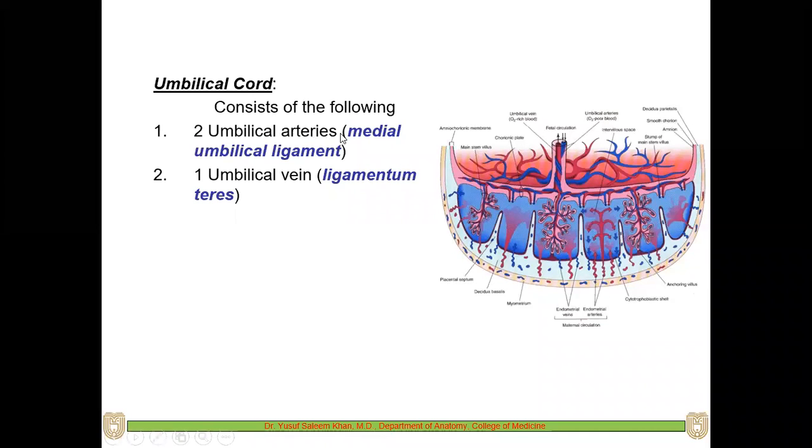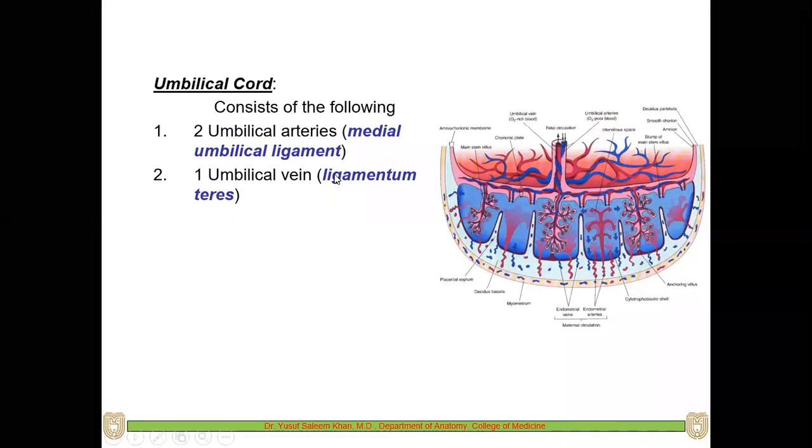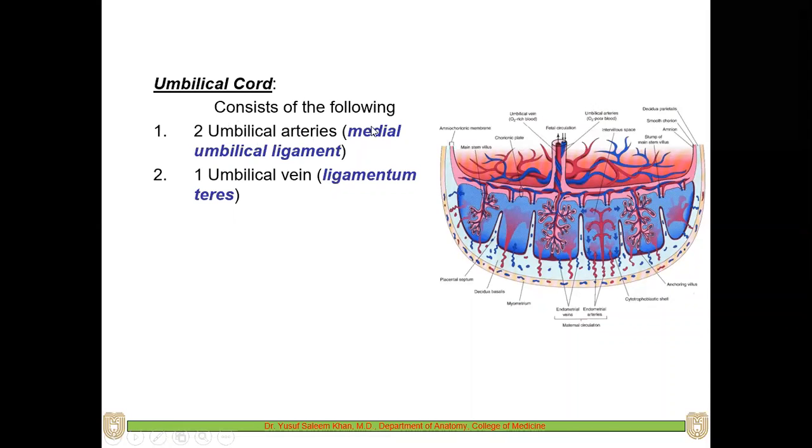So these two umbilical arteries will become ligaments. These will be called the median umbilical ligament, and the umbilical vein will become the ligamentum teres. This is important later because you will study these structures in much more detail. Remember, after birth these umbilical arteries will become remnants. Remnants means they degenerate and become ligaments. They are called the median umbilical ligament, and the umbilical vein will become the ligamentum teres.